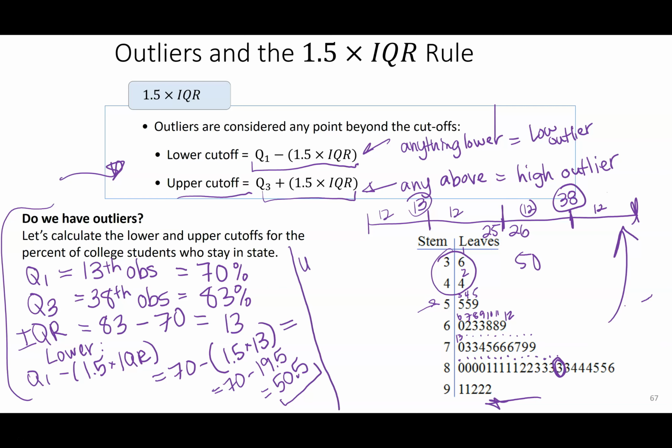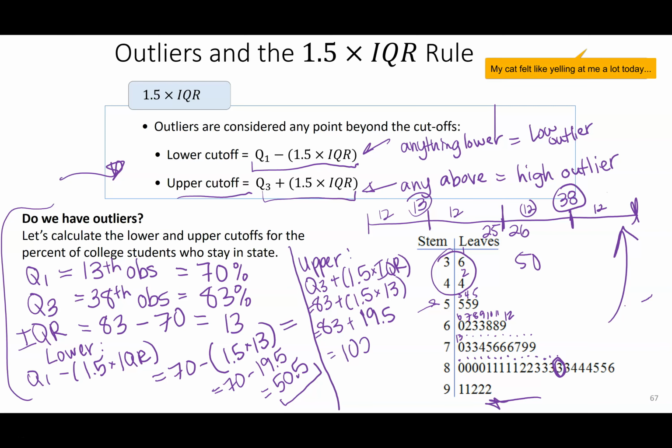And then for an upper cutoff, it's going to be Q3 plus 1.5 times IQR. So 83 plus that 1.5 times 13, 83 plus 19.5. I can tell right here this is going to add to over 100%. So you get 102.5%. So any state that had over 102.5% of their students stay in state would be considered an outlier. So we just cut off at 100. Anything above 100%, not going to happen. We have no high outliers.